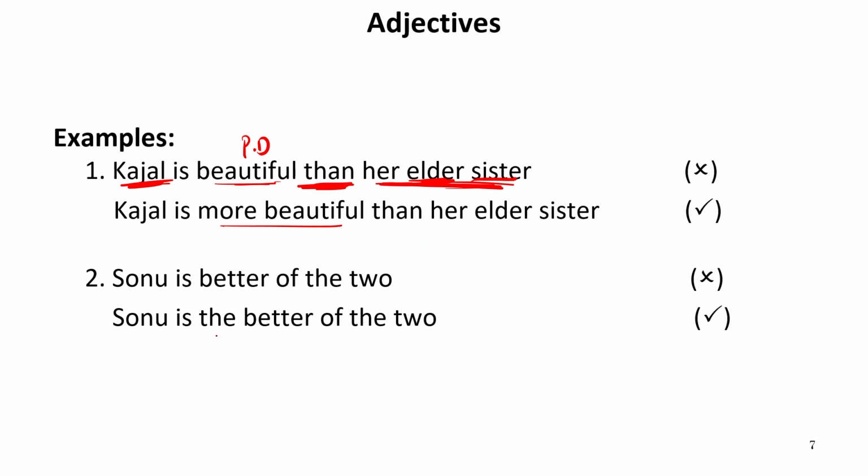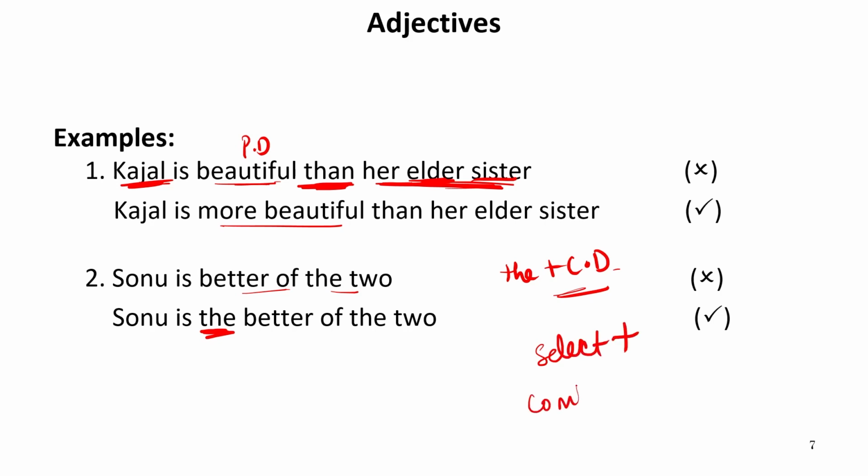Now let us move to the next one. Sonu is better of the two. Now this is very important whenever we compare one with the two. So whenever we use the phrase that is better of the two, or comparative degree plus of plus two, in this case we always use the before comparative degree. Now this is very very important. We always use the before comparative degree if we compare two things on the basis of selection. In this, we also select as well as compare.